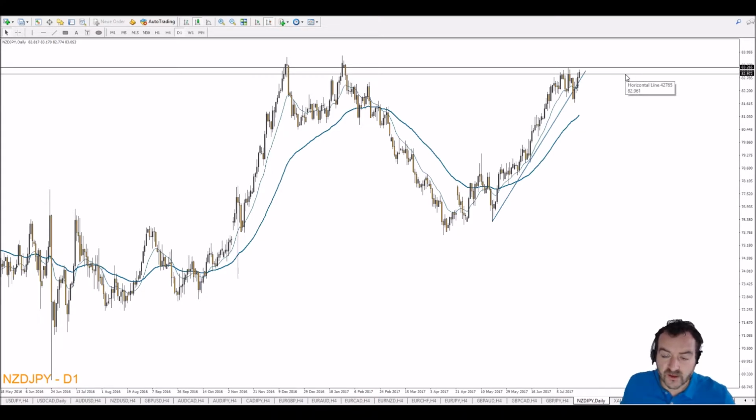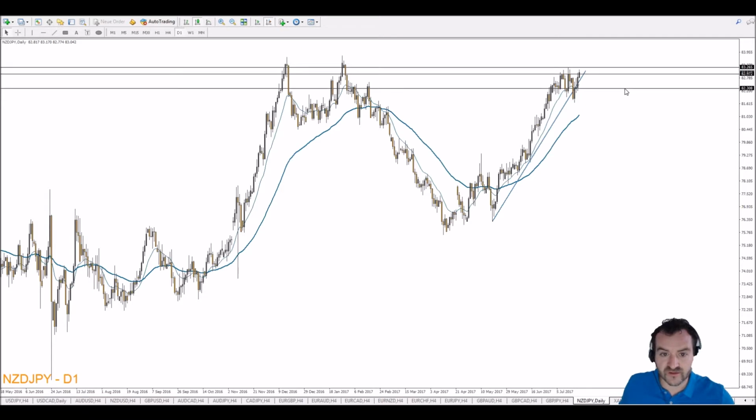So if you have trouble drawing support and resistance zones, then don't worry, we will come up with an explanation on how I do that and the best way to do it. For now, for the setup, it is just important to find exactly this kind of zone.